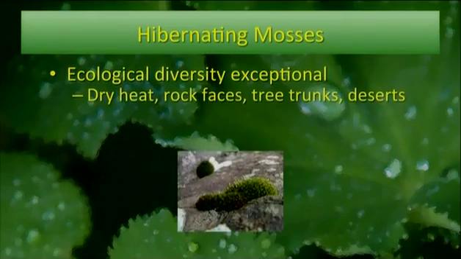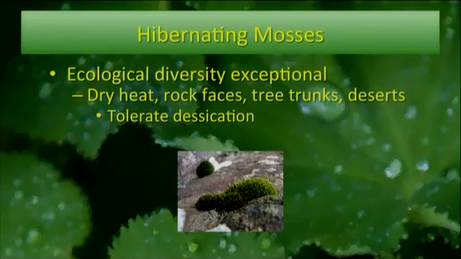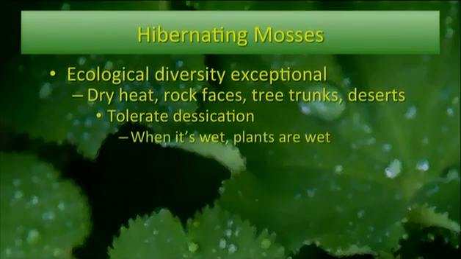They can take dry heat, rock faces, tree trunks, deserts, where they live in these areas, and they can tolerate desiccation. They can actually dry up. And so when the air is dry, the plant is dry, okay? But when it's wet, the plants are wet, okay? So what that means is that they're opportunists, okay?